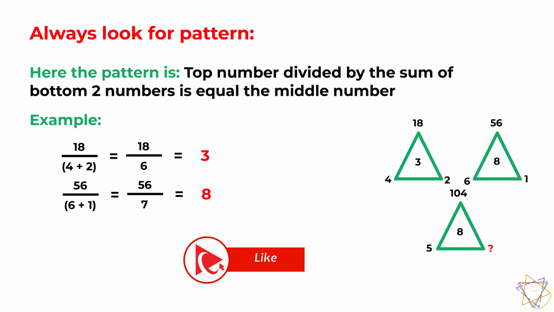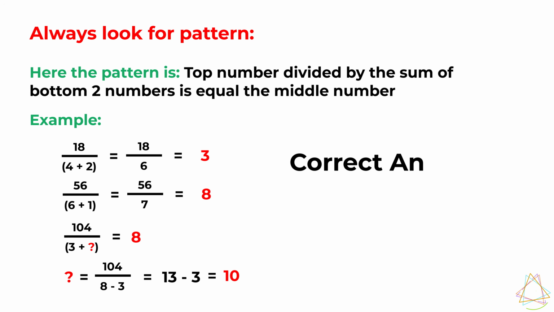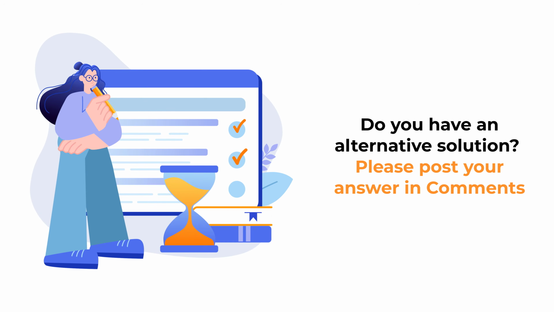And our formula will have 104 on the left divided by the value in parentheses 3 plus question mark would be equal to 8. Which means that the question mark would be equal to 104 divided by 8 minus 3, which would be equivalent to 13 minus 3, which would be equal to 10. So the question mark equals 10, and the correct answer is choice B, 10. Hopefully you've nailed this question and now know how to answer similar problems on the test.